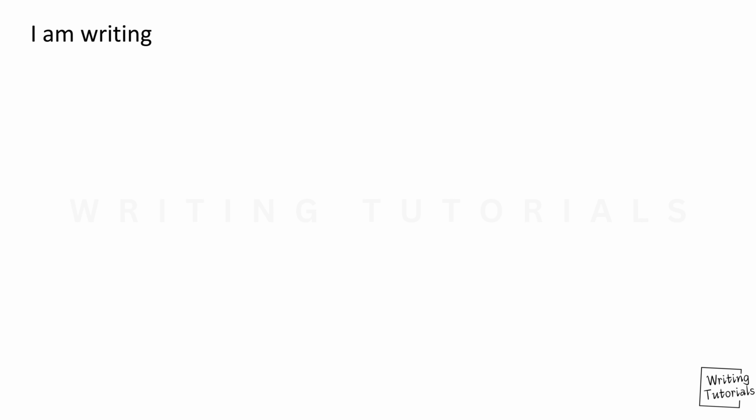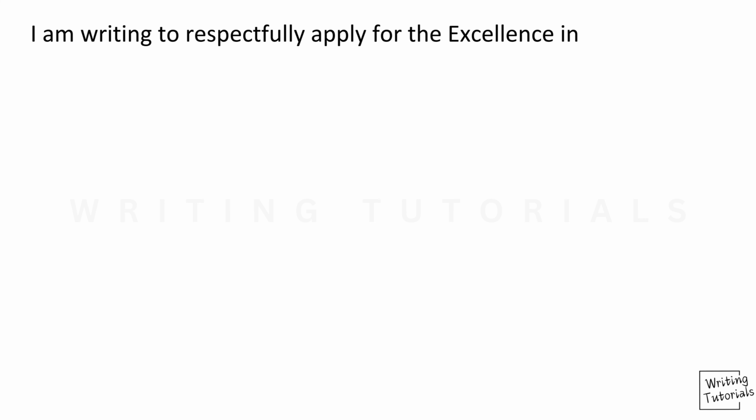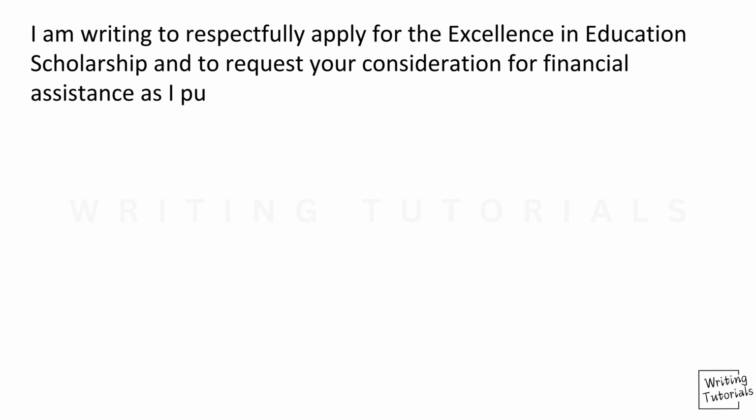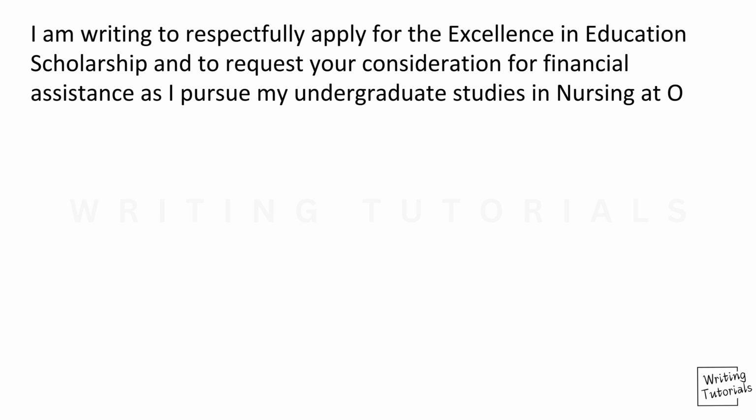Introduction and scholarship request. Now let's move into the first body paragraph. This section immediately explains why the student is writing and identifies the scholarship being requested. The committee should never have to guess the purpose of the letter. The paragraph says, "I am writing to respectfully apply for the Excellence in Education Scholarship and to request your consideration for financial assistance as I pursue my undergraduate studies in nursing at Ohio State University." This is a strong opening because it clearly states the scholarship, the educational program, and the purpose of the request. It sounds respectful, direct, and professional.